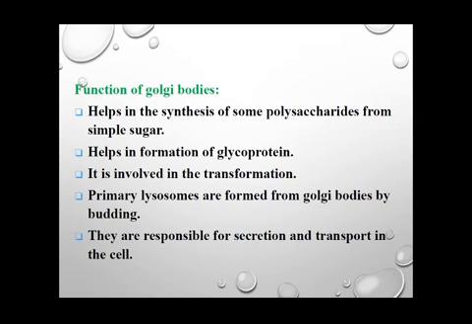The next function of Golgi bodies is that the primary lysosomes are also formed from the Golgi bodies with the help of budding. We will be studying about the lysosomes in the next slide. They are also responsible for the secretion and transportation in the cell. So they are helping in the formation of polysaccharides and glycoproteins, they are forming the lysosomes, and they are actively participating in the secretion and transportation of materials inside the cell.